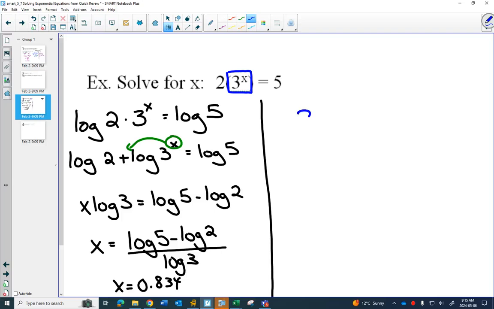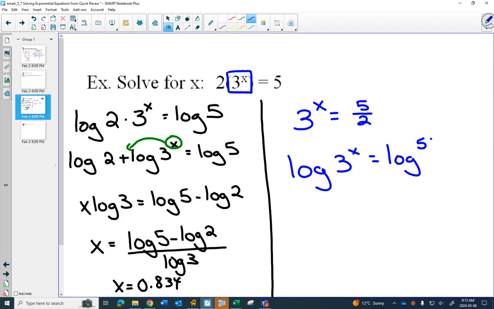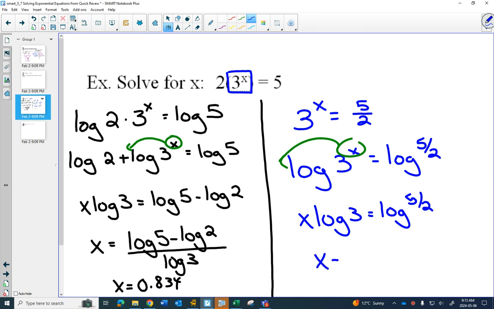If I divide both sides by 2, leave it as a fraction, or you can change it to 2.5, then it looks like this. Getting the power by itself, then taking the log of both sides. Now I can bring my x out right away, right? I didn't have to worry about this extra step of having to use a log law that adds first before I bring it out. And I would get x log 3 equals log 5 over 2, and I could divide.